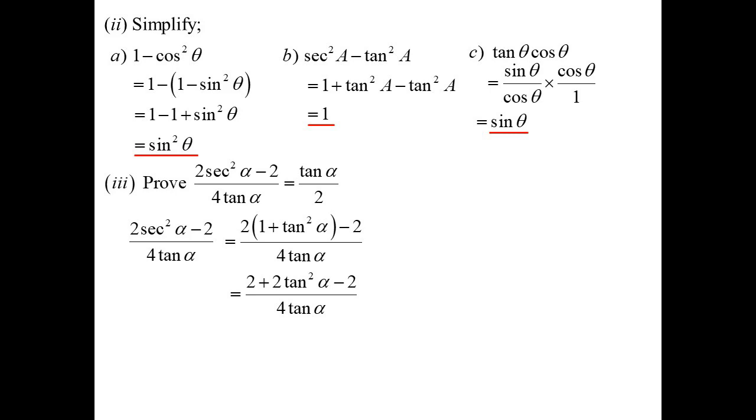Well, the 2 minus 2 cancels. I have 2 tan squared on 4 tan. Excellent, we got some cancelling that will happen there. We get tan on 2. That's what we were looking for.